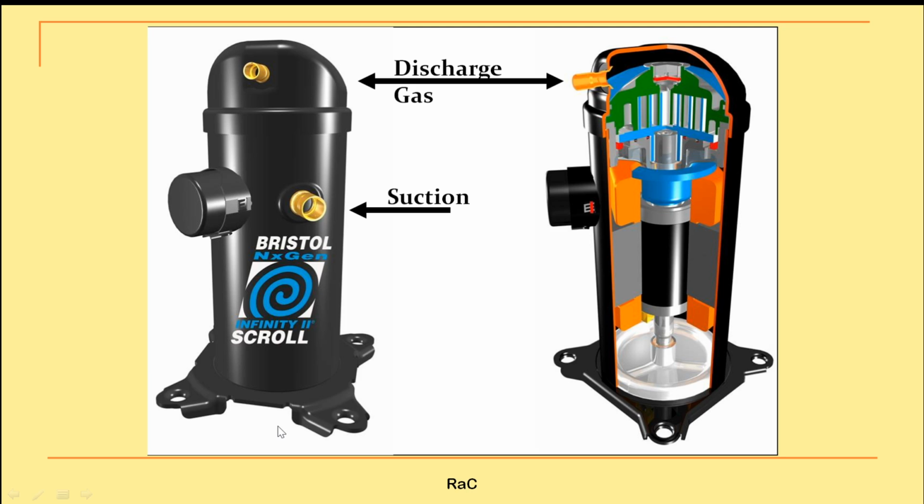This is a 3D model view of the scroll type compressors. You can see here this suction happens through here, okay, and the discharge after getting compressed, the scroll will be arranged here, and here will be the discharge.